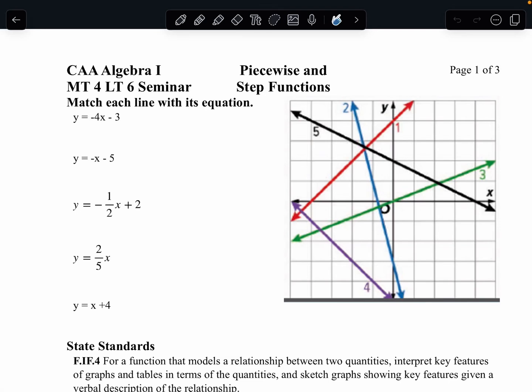Hello, we're going to look at graphing piecewise and step functions in this lesson. Before I start, I want you to do the first few matching questions. Match the line with its equation. We'll go over those in class.